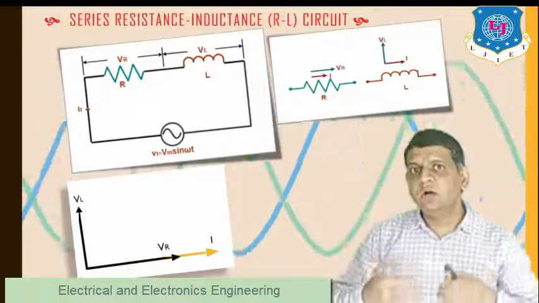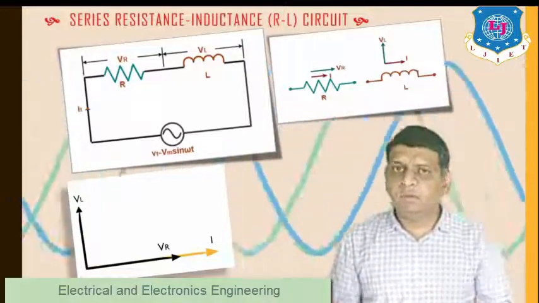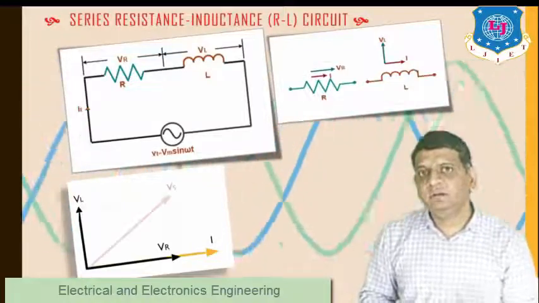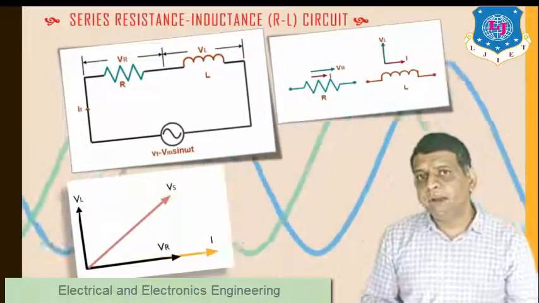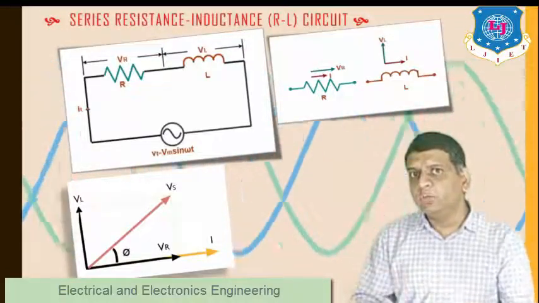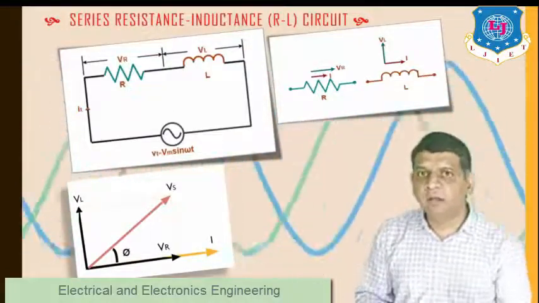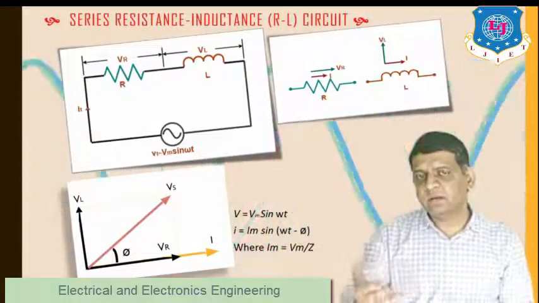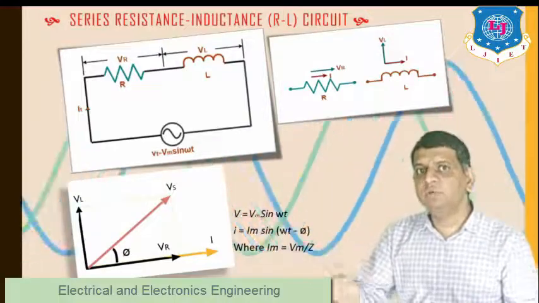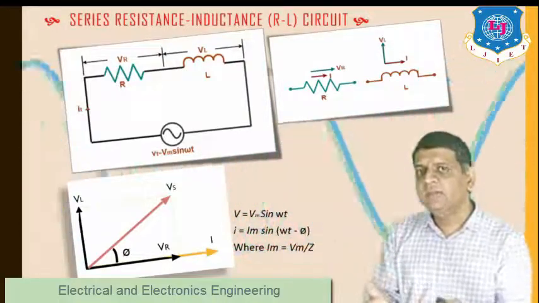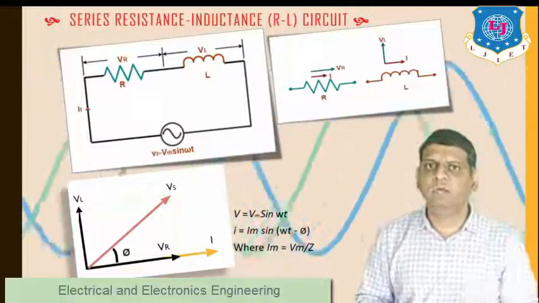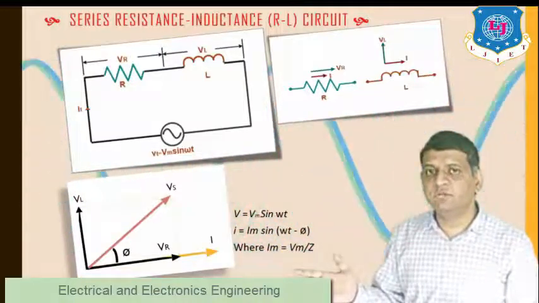Now, if I apply the parallelogram method, I can find my resultant vector V, which is my applied voltage, along the diagonal. From this, you can also find the resultant angle phi. So I can define the relation of voltage and current this way: v equals Vm sin omega t, and i equals Im sin(omega t minus phi), where phi is the resultant angle you can see from this phasor diagram.